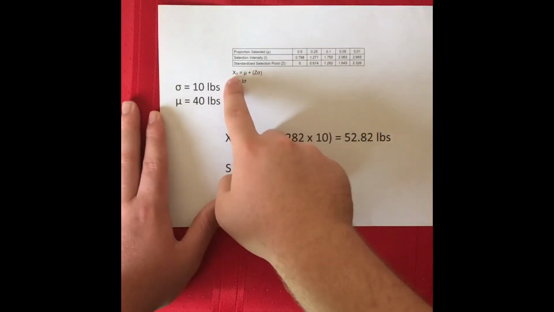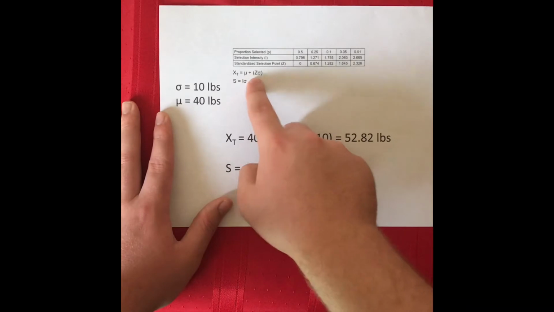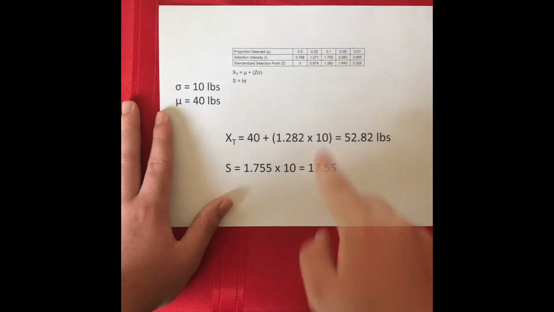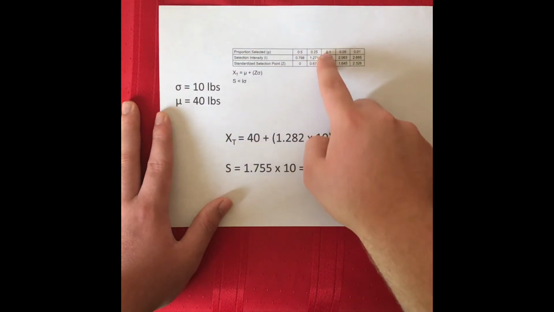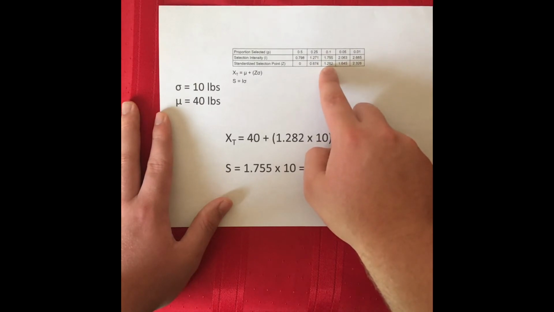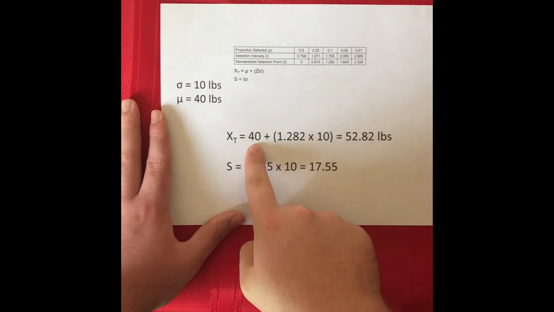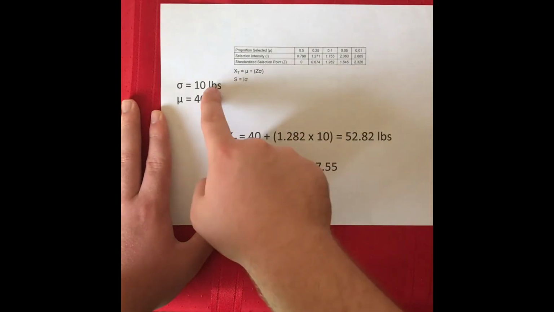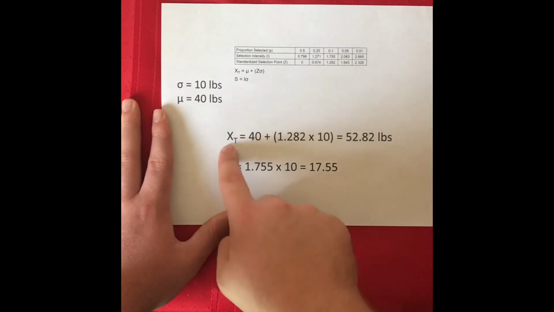To find the truncation point, we take the average or mean of the original population and add z times our standard deviation. We can get z from this chart. Our proportion selected is 10%, or 0.1, so our z is 1.282. Here we take our average, which is 40 pounds, and add it with our z times our standard deviation, which is 10 pounds, to give us 52.82 pounds, which is the truncation point.